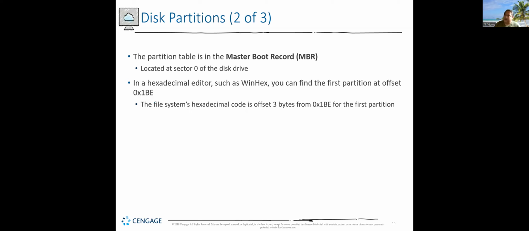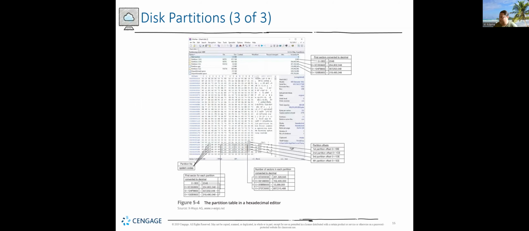The partition table is the master boot record located at sector 0 of the disk drive. In a hexadecimal editor such as WinHex, you can find the first partition at offset 0x1BE. The file system hexadecimal is often 3 bytes from 0x1BE for the first partition. Here's what it looks like. It's kind of hard to read.